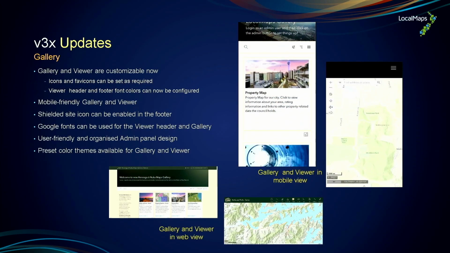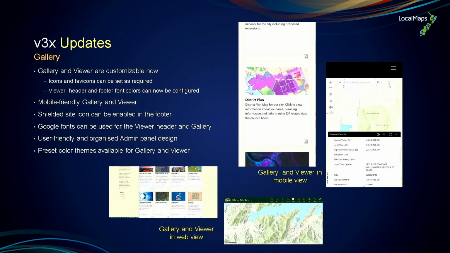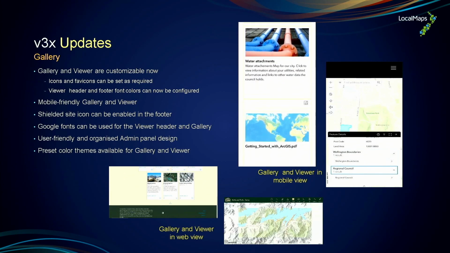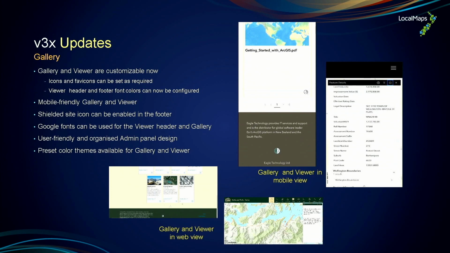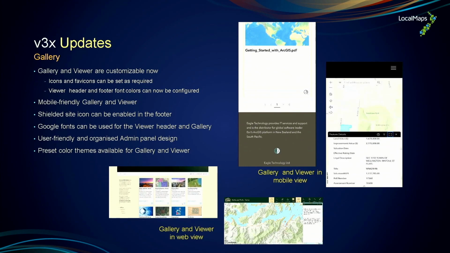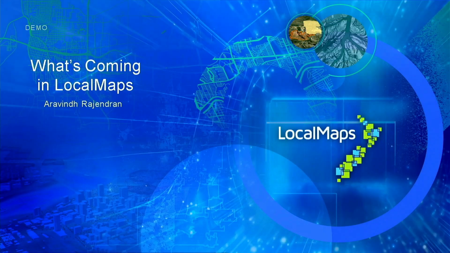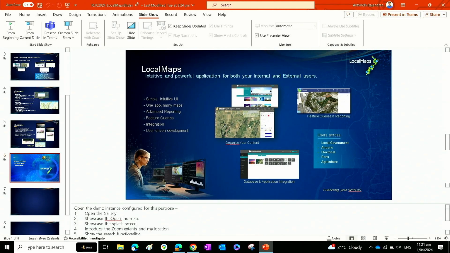On the gallery side of things, it's made more configurable now. You can tweak it to look like every one of your other systems or websites of your organization. It is mobile-friendly, and now you can use Google Fonts for the gallery and viewer. The admin panel is made more and more user-friendly. Right, let's quickly look into how the new version is coming along.